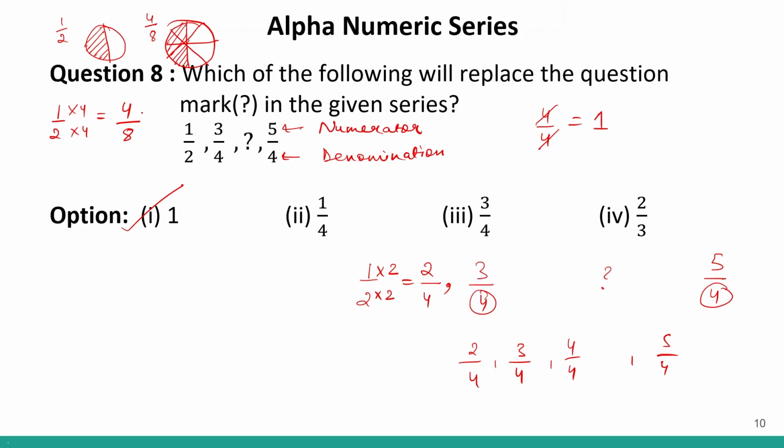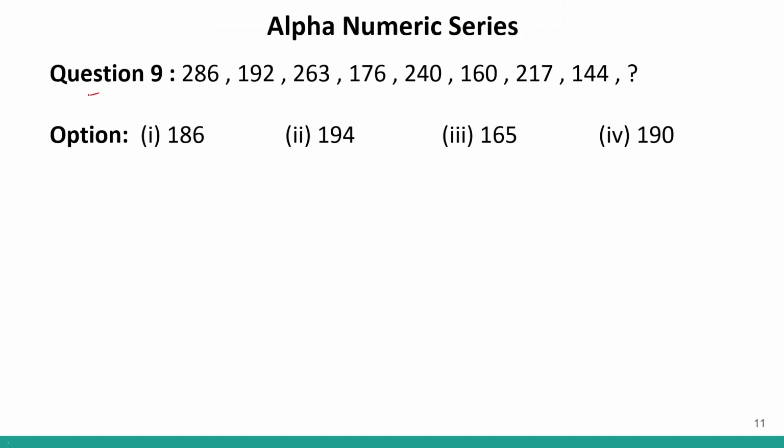So remember, the values of the fraction are different, but the representation is the same. 1 by 2 and 4 by 8 values are different, but they mean the same fraction. Similarly, 4 by 4 and 1 are different, but they represent the same fraction. Therefore, the answer will be option number 1. Clear? Now, moving on to the next question.